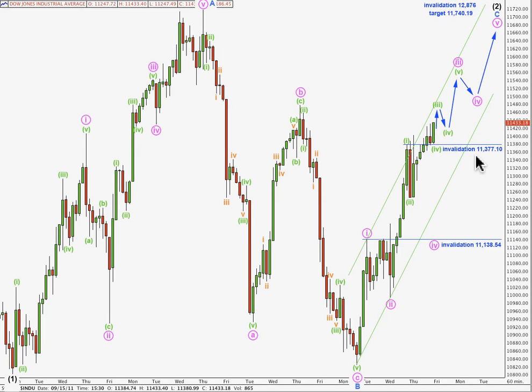The very short-term invalidation point is 11,377.10, sorry. Thereafter, after the third wave at pink degree is complete, the following fourth wave correction at pink degree may not move into wave 1 pink price territory. That has its invalidation point a bit lower at 11,138.54.